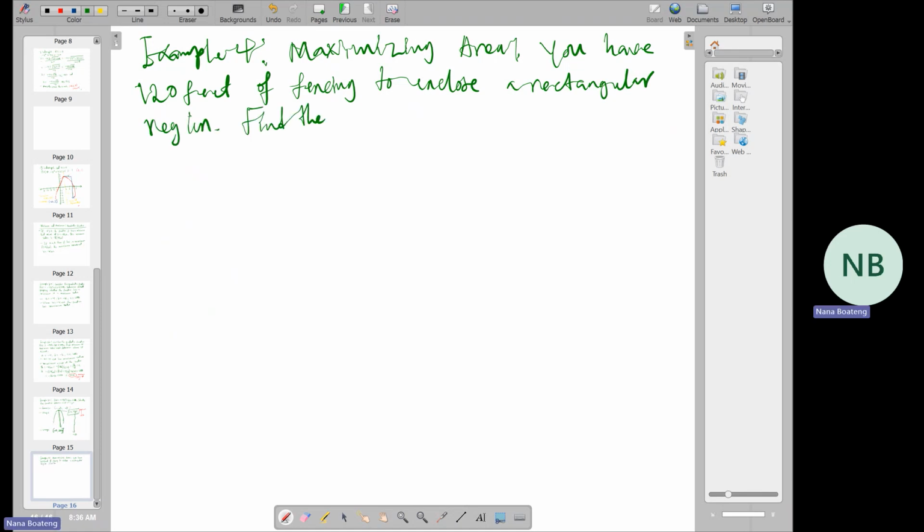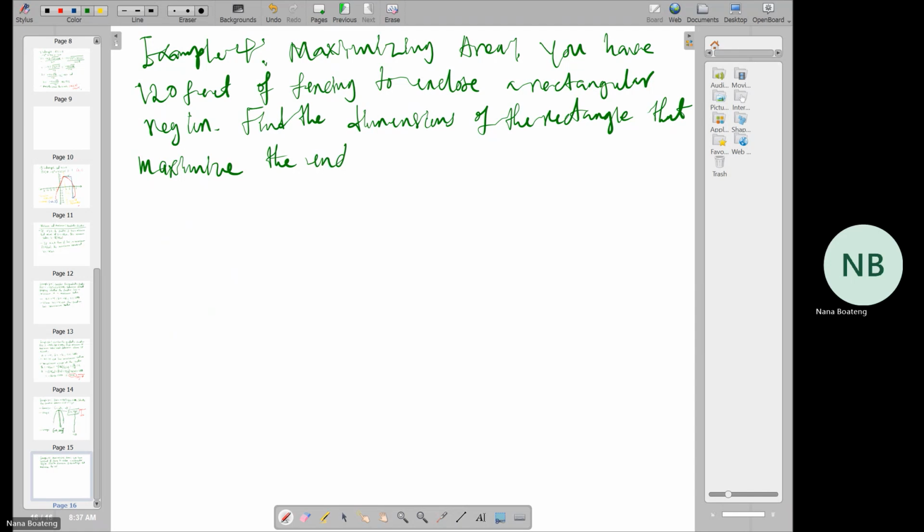Find the dimensions of the rectangle that maximize the area. What is the maximum area?